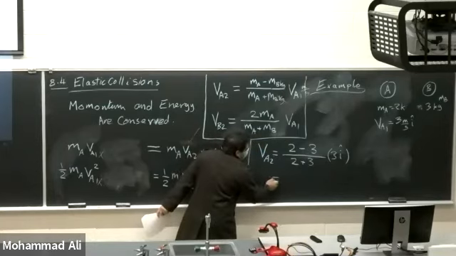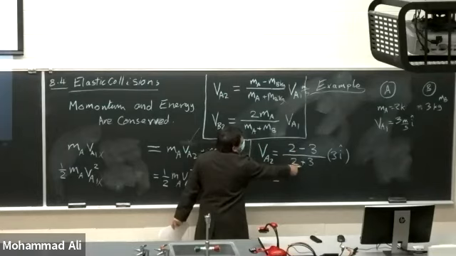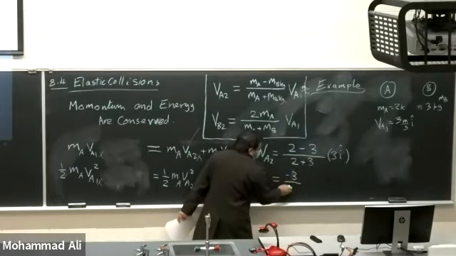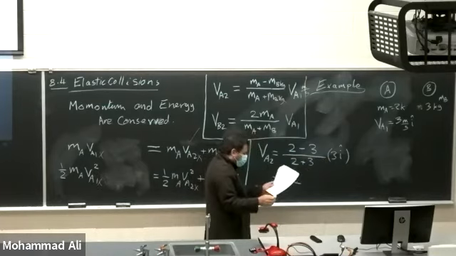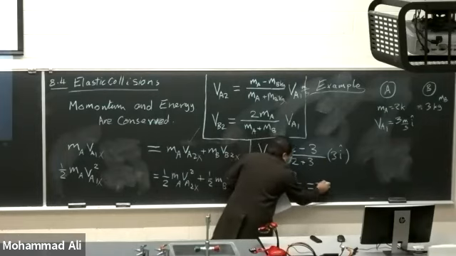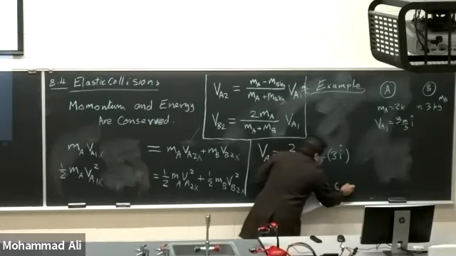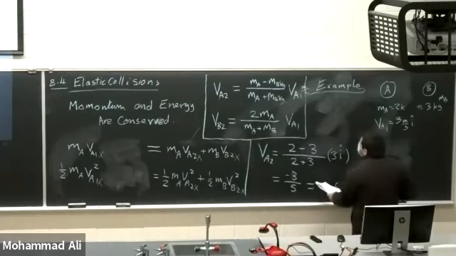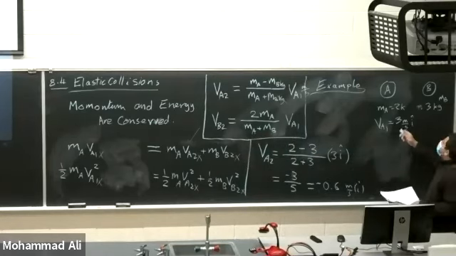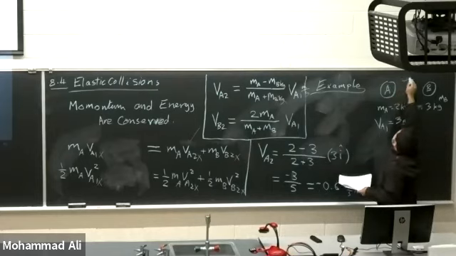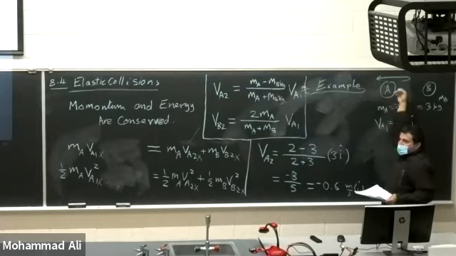This will be equal to minus 1 multiplied by 3, minus 3 over 5, right? This will be equal to minus 0.6 meter per second in the I direction. Now the minus sign in our physics has a meaning. That means the object A will reflect its velocity after the collision in the opposite direction.